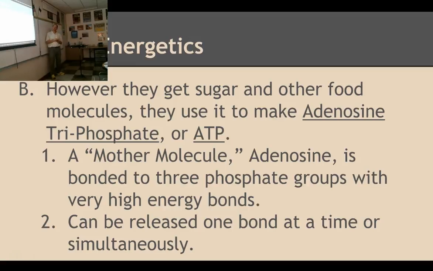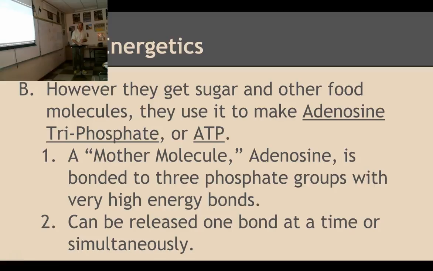Or it might be adenosine monophosphate, although that's very rare. Usually a cell will take ATP, remove one phosphate group, do something, and then burn some sugar to put another phosphate back on that diphosphate to get triphosphate again.